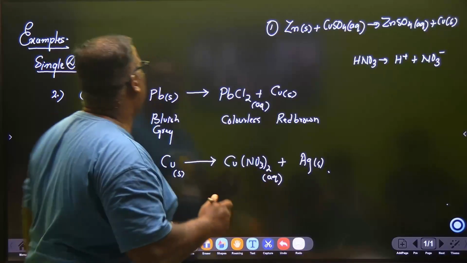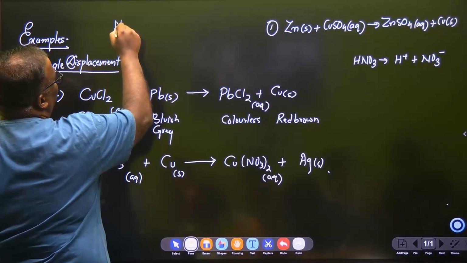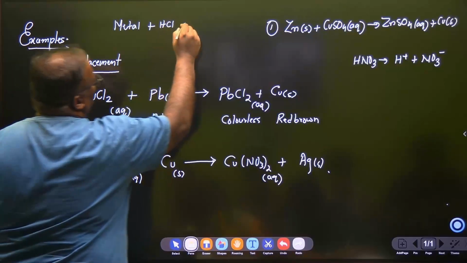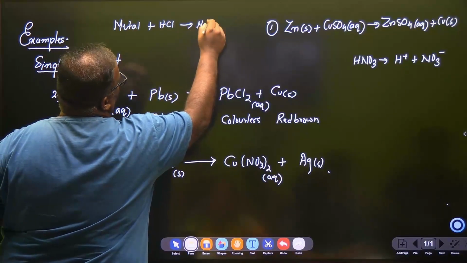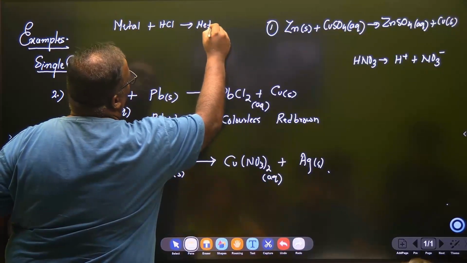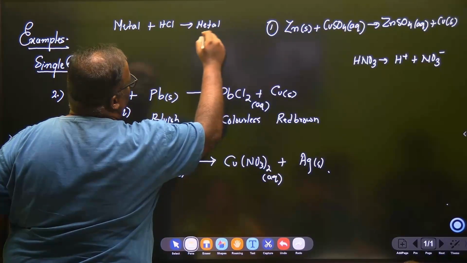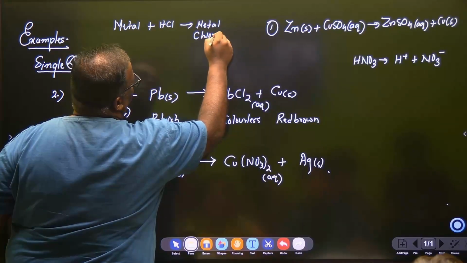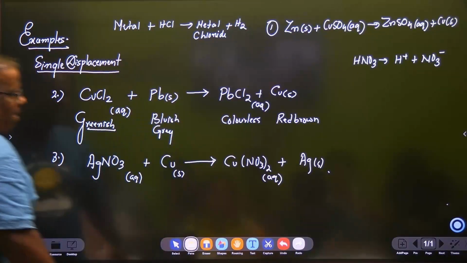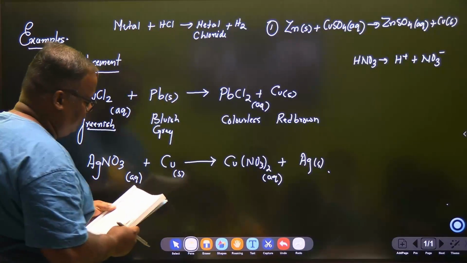Then all reactions of metal plus, say, hydrochloric acid, what will you get? Metal chloride plus hydrogen. This can also qualify for the hydrogen test. Metal chloride and give you hydrogen gas. Calcium, magnesium.